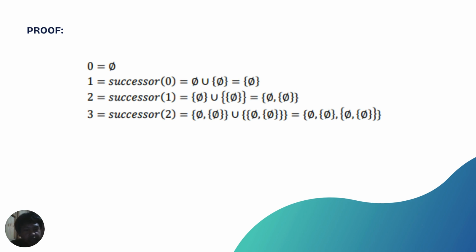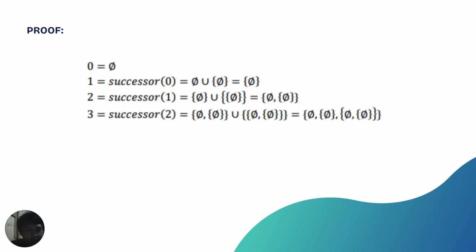Now, since we already listed the first four natural numbers using the von Neumann construction, we're going to check if each natural number satisfies the definition of an ordinal. First, let's define the characteristics of an ordinal. A set is considered an ordinal if it is a well-ordered set and it is transitive. A set is well-ordered if its non-empty subset contains a least element.